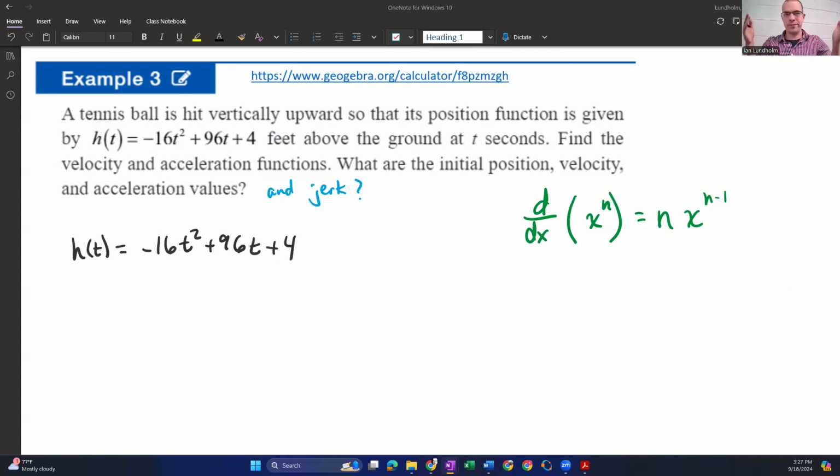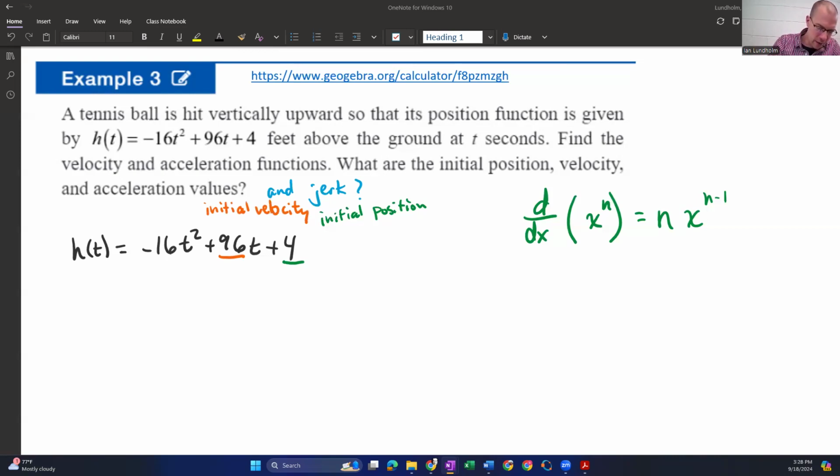Cool. I guess it doesn't hurt to know, this is another little aside, but 96 is actually going to work out to be the initial velocity. So it's being thrown at 96 feet per second upward. And this 4 is the initial position. It means that the ball is starting 4 feet off of the ground. So that's kind of cool that it shows up in this quadratic equation. Anyways, we're focused on derivatives.